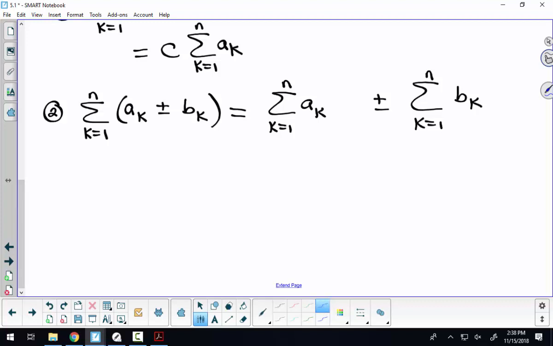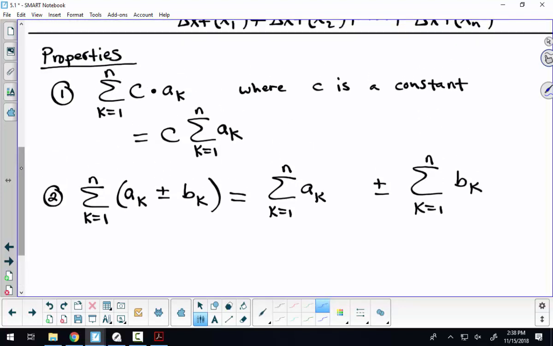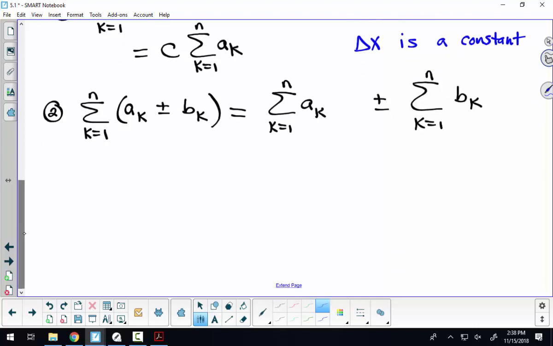In reference to property number 1 and what we're looking at, delta x is a constant. So the delta x can be pulled out of the Riemann sum, like we did when we computed the sine of all of those values.